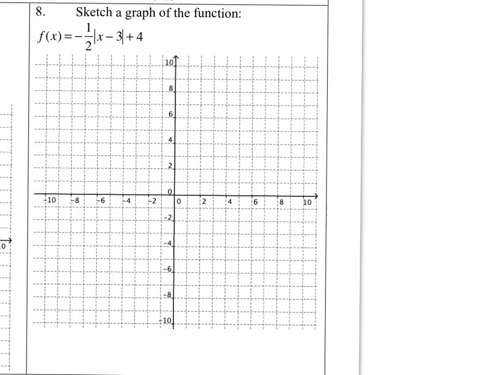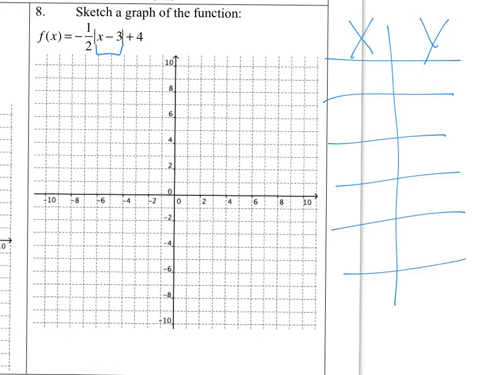Here we're looking at an absolute value problem, and the first thing that I notice is that inside my absolute value, I've got x minus 3. That means it's probably a really good idea to start my table off at x equals 3. My goal is to make the inside 0. Okay, a half times 0 is going to be 0. Cool. -0 is still 0. Plus 4 is 4. Woohoo!